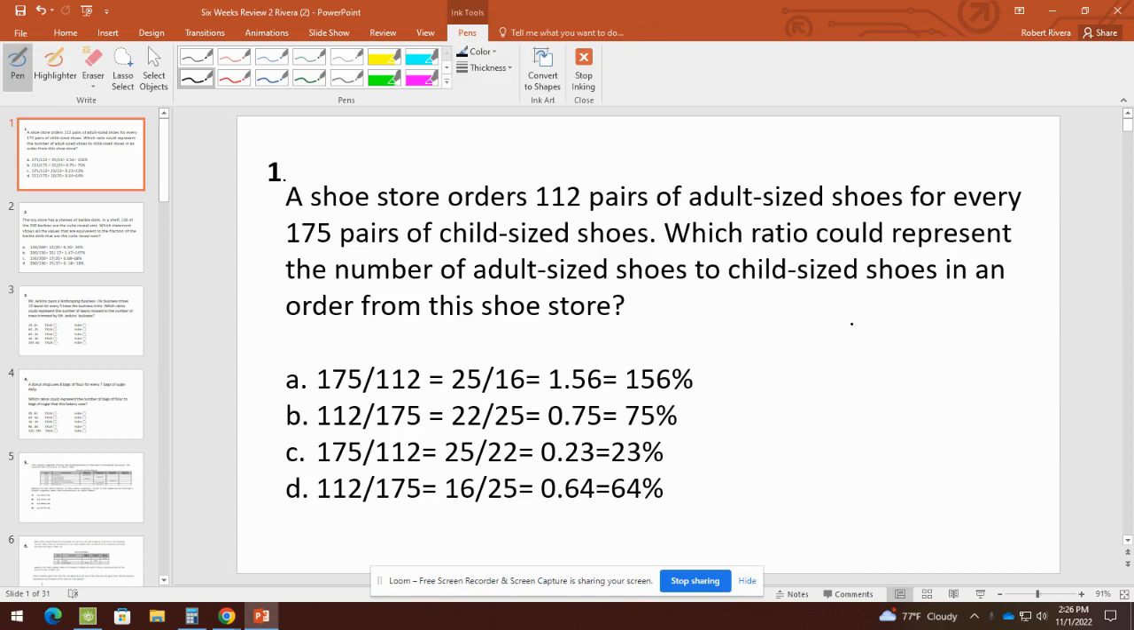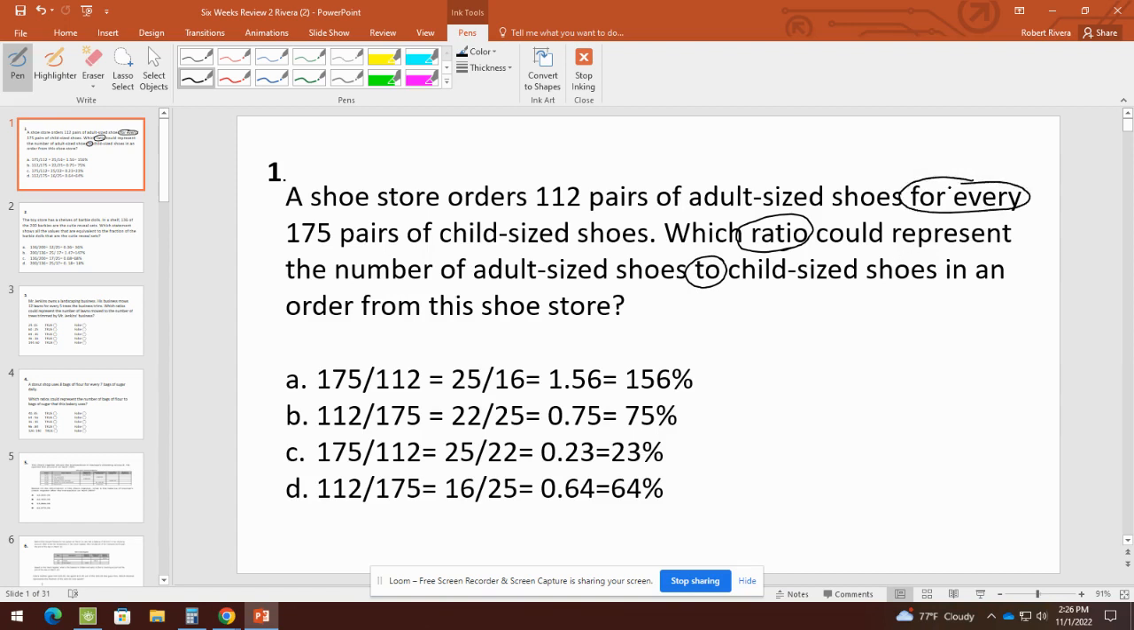So pay attention, okay? A shoe store orders 112 pairs of adult size shoes for every 175 pairs of child size shoes. Which ratio could represent the number of adult shoes to the child size shoes in an order from this shoe store? The keyword here, of course, would be ratio. That would be important. Also, the other word would be to. That would be very important also. The other word that would be important is for every. That would be very important too.